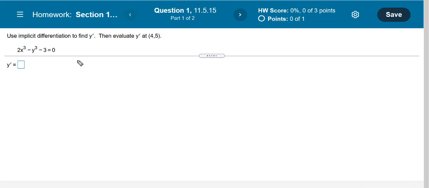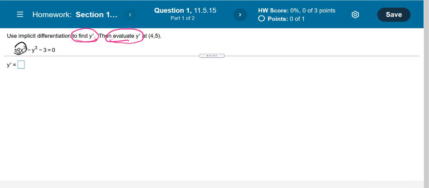Section 11.5, there are only 3 problems, and each problem has 2 parts. Find the derivative and evaluate the derivative. So we're using implicit differentiation to find the derivative.